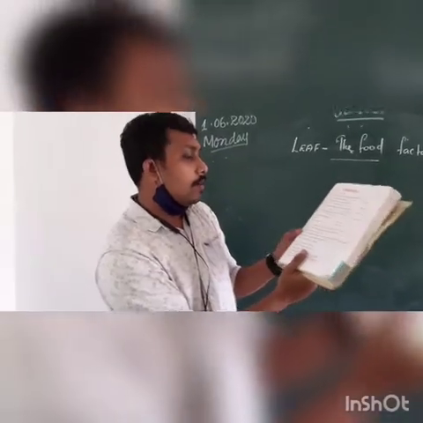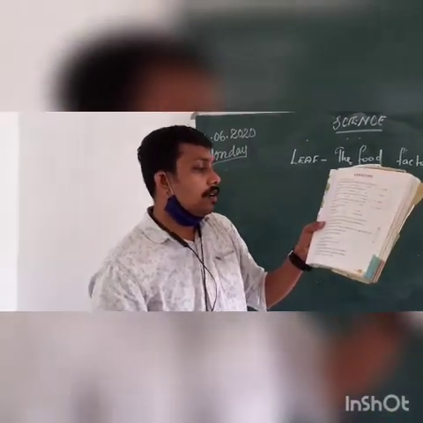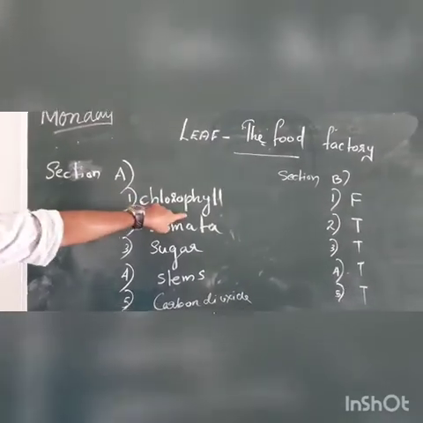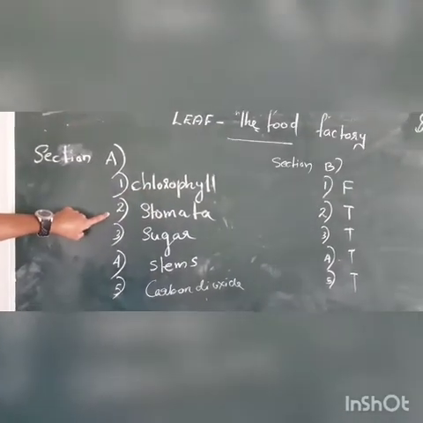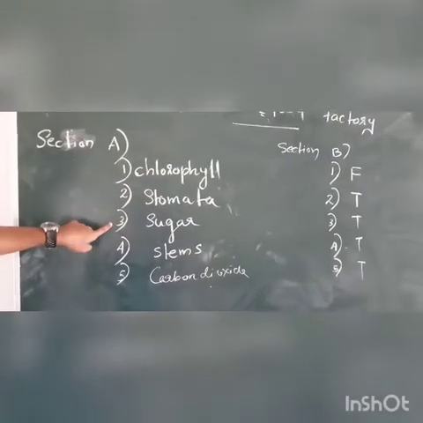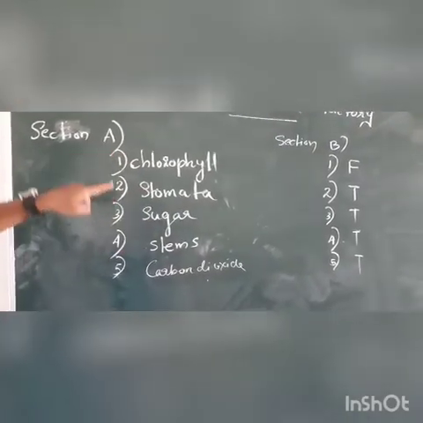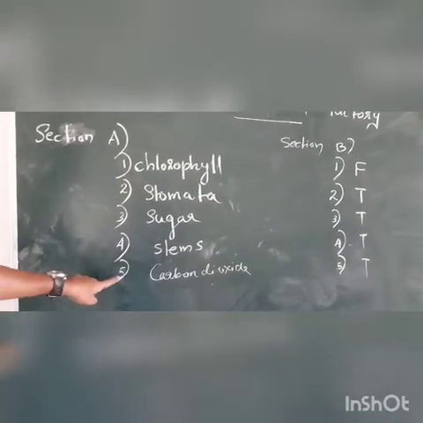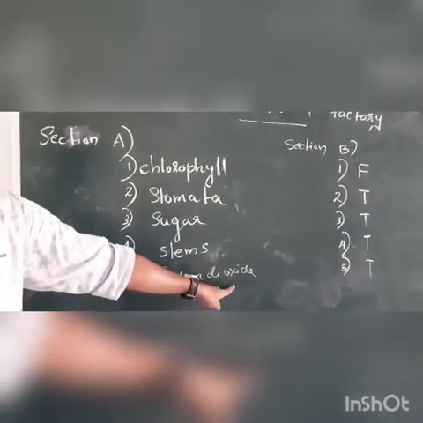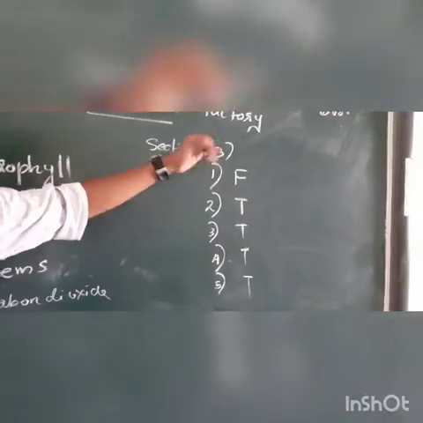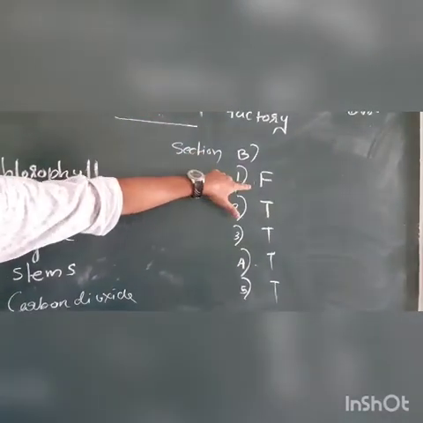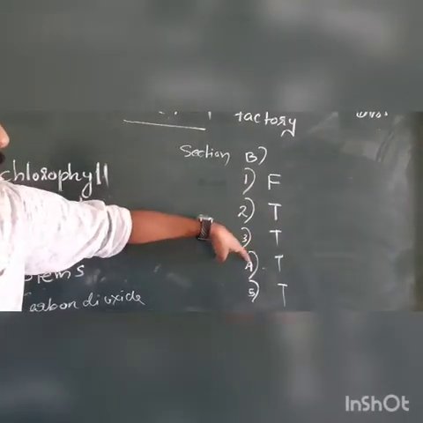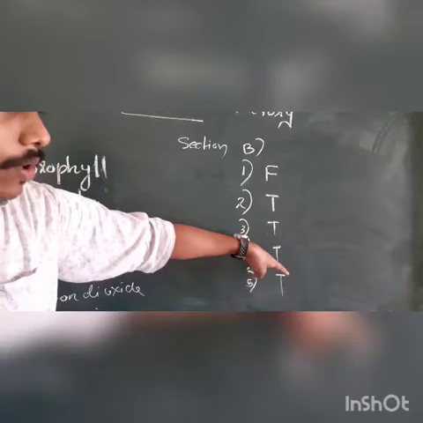Next, the answers. The first question is chlorophyll. Second question, stomata. Third question, sugar. Fourth question, stems. Fifth question, carbon dioxide. For exercise section B: first question false, second true, third true, fourth true and fifth also true.